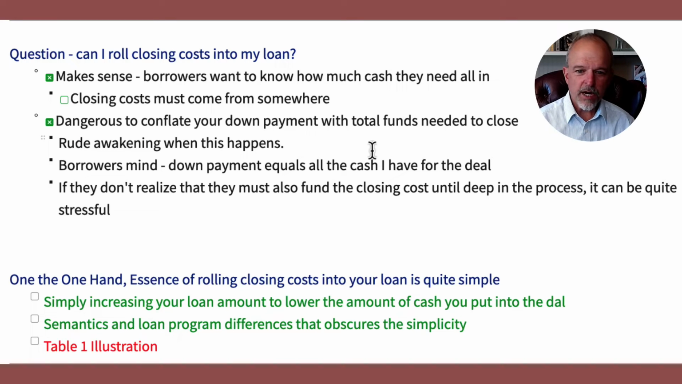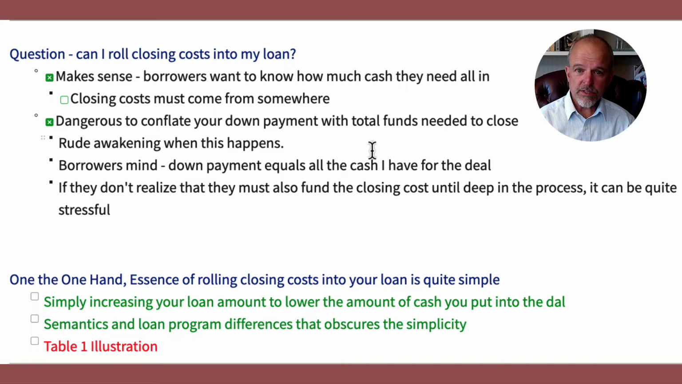The question comes up often: can I roll my closing costs into my loan? And that makes sense, because borrowers want to know how much cash they need to have all in. The closing costs have to come from somewhere. It's really dangerous to conflate your down payment with your total funds needed to close. That can be a really rude awakening for all parties involved, if it's a purchase transaction, of course: for the borrower, for the sellers, for the realtors.